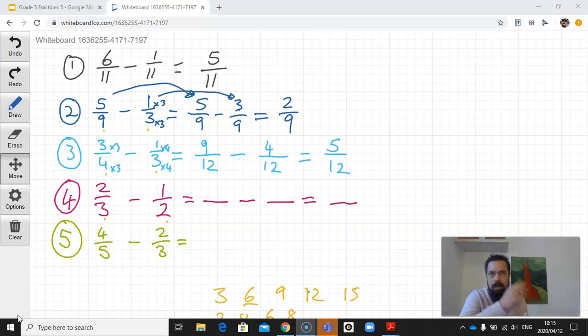So to make 3 into 6, 3, 6, times it by 2. Same to the top. 2 times 2 is 4. 3 times 2 is 6. Looking at the 2, to make it into 6, 2, 4, 6, times by 3. Same to the top. 1 times 3 is 3. 2 times 3 is 6. I now have the same denominators, so I can subtract. 4 minus 3 is 1.